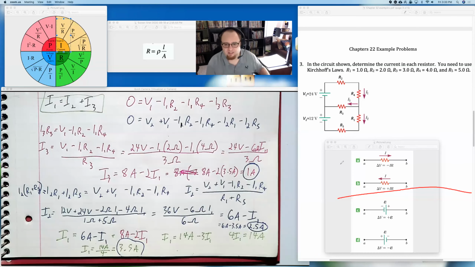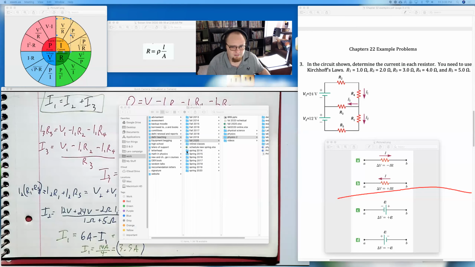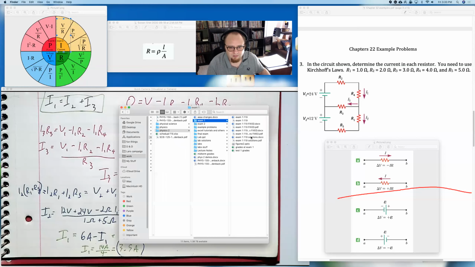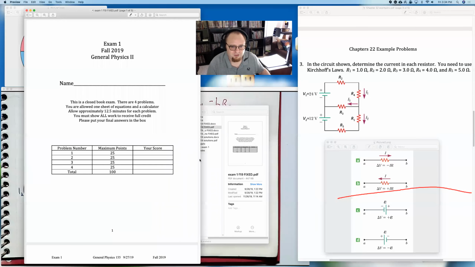I have last year's exam already posted on the course site, so you can see what was on the exam. But I'm going to talk about that later on. There's too many things on my screen, but I'm just going to pull that one up for a second just to give you an example of what I mean by that. Fall 2019, Physics 2, Exam 1. There was a mistake on the exam, which is why there's a fixed version.